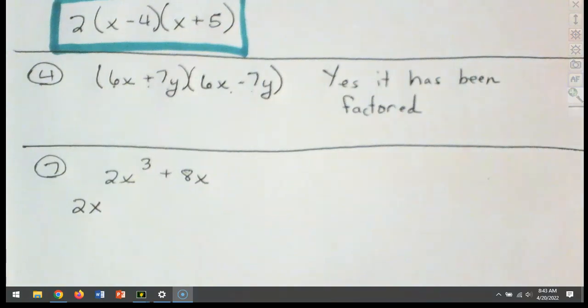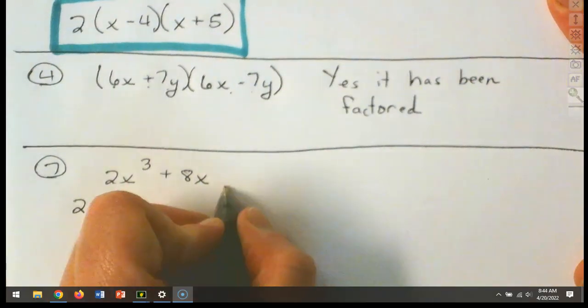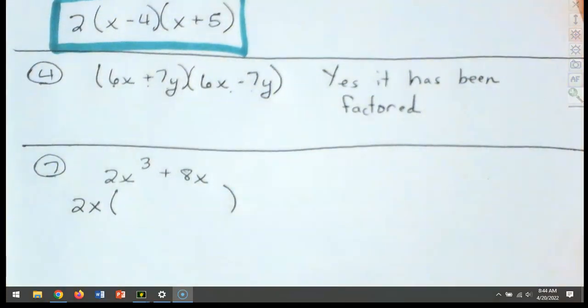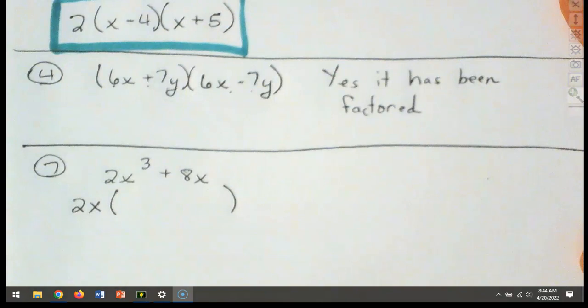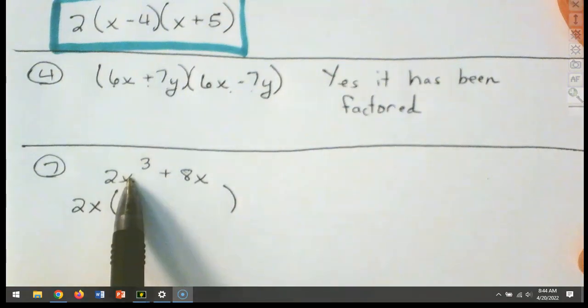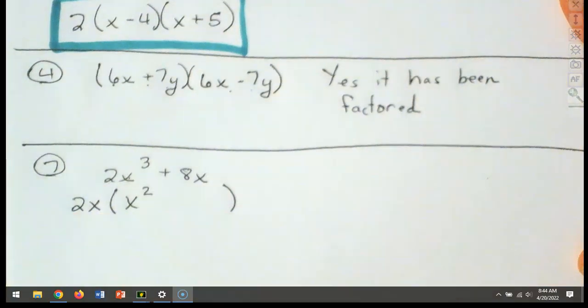Always take out the lowest power, and then you see what number's in common, if they have one. Now we start dividing, and what do we do with our exponents? They subtract. So 2 divided by 2, that's a 1. X cubed, we're going to take 1 out, so that leaves you then with a 1x squared. We don't have to put the 1 there, so we just bring down the x squared.